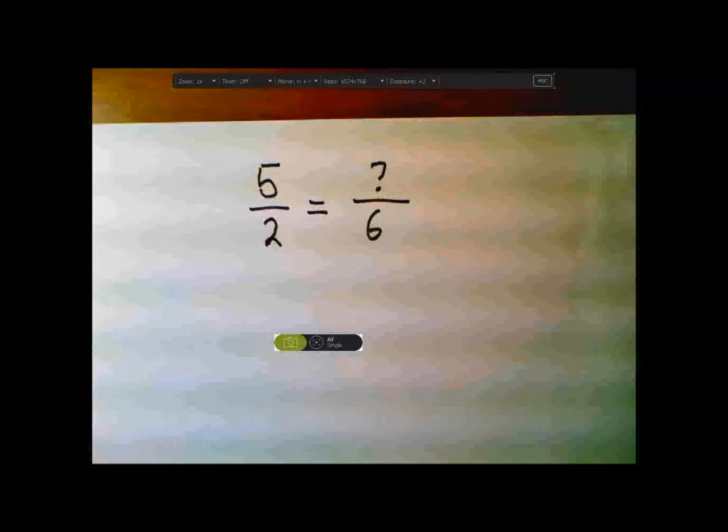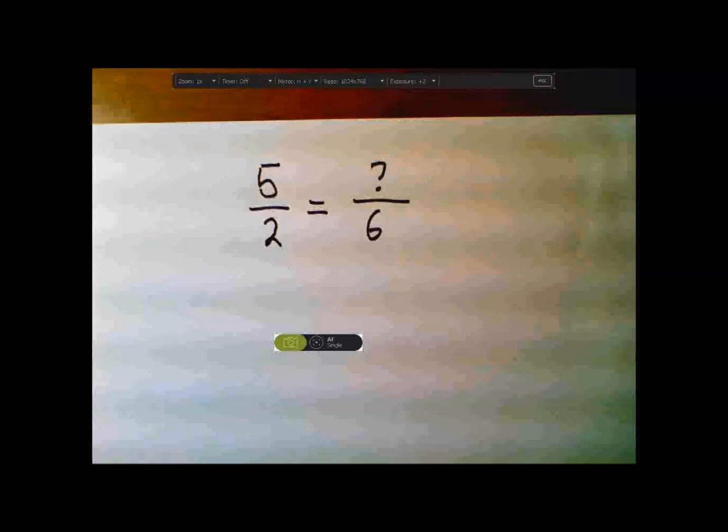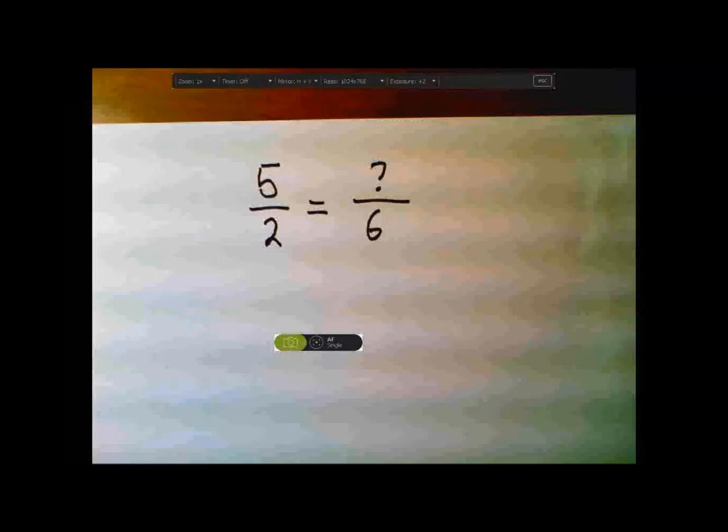Okay, what is your name? Jaden. Okay, good. Jaden, first of all, read the problem. What does the problem say? Tom, did you hear what he asked you? Can you read the problem? I'd like Jaden to tell me what the problem is asking. 5 halves equals something 6. Okay, equals how many 6? Very good.